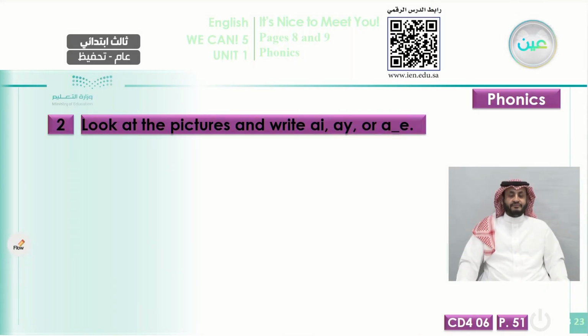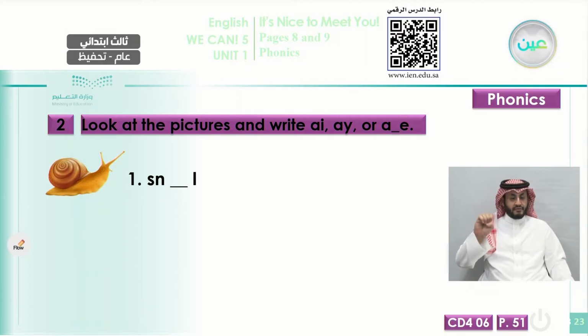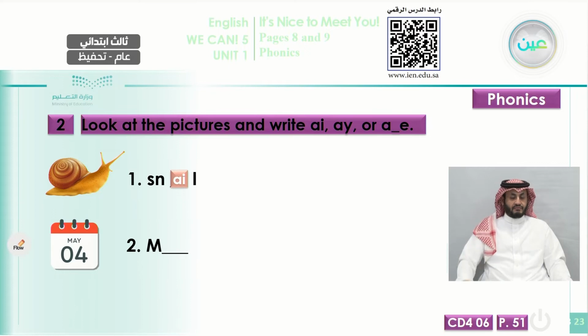Okay, now we move to exercise number 2. Look at the pictures and write A-I, A-Y, or A, then the smart E. Okay, what is this? We call it snail. So how to spell snail? S-N-A-I-L. Okay, this one is May, the month of May, M-A-Y.